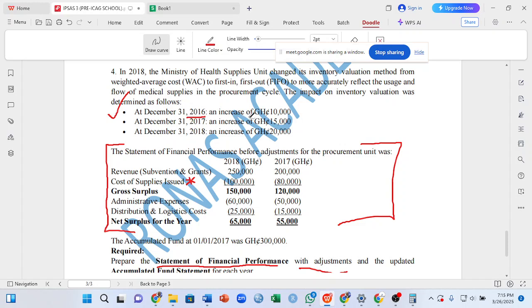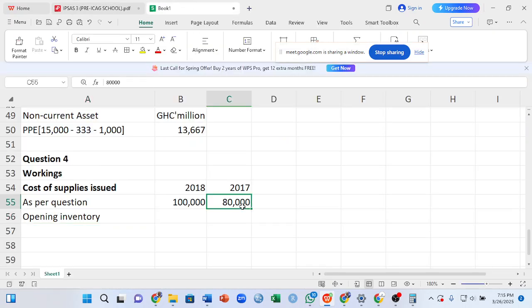And if it's affecting closing inventory of 2016, it will affect opening balance of 2017. Now, once it's affecting the opening balance of 2017, you have to ask yourself, am I supposed to add the increase in the opening inventory against your cost of supplies issued, the same as cost of sales in effect? Are you supposed to add or subtract?